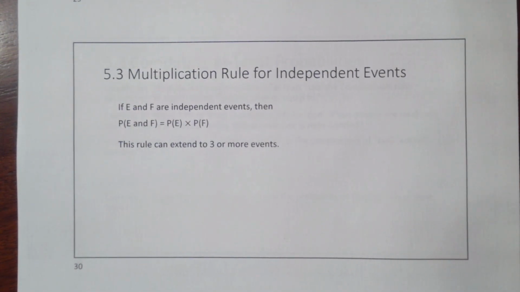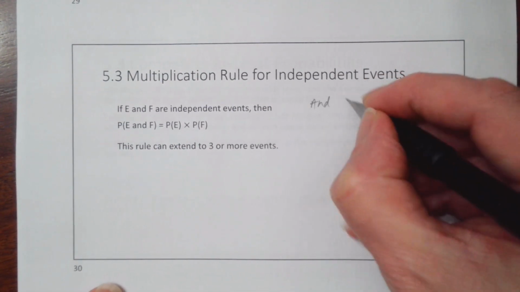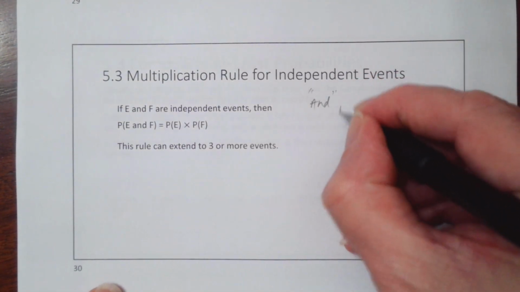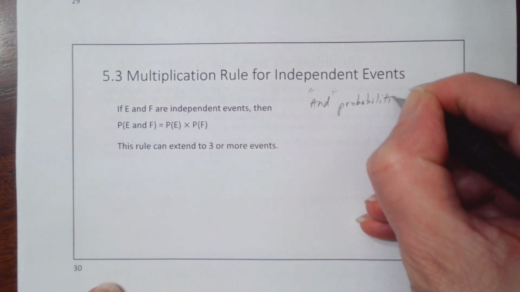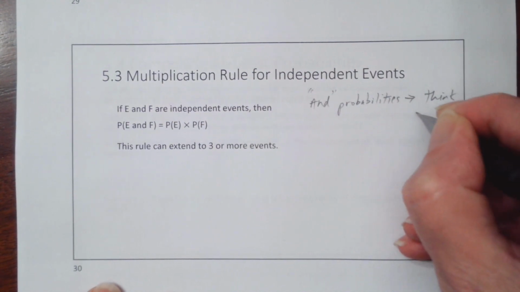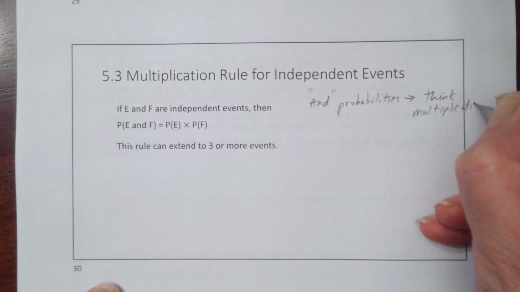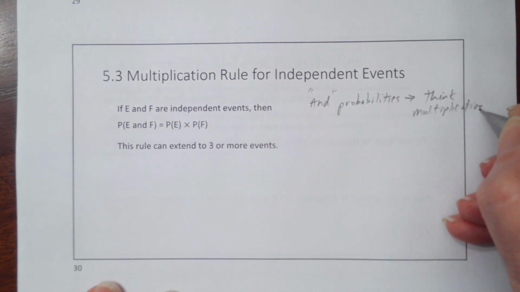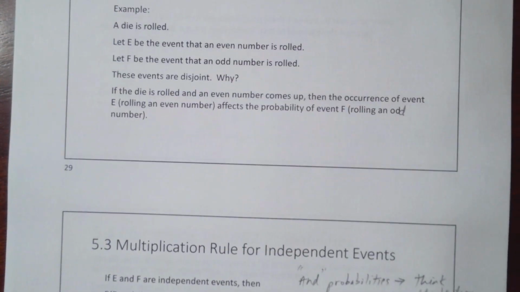Okay, so remember we said when you see OR probabilities, think addition. When you see AND probabilities, I want you to think multiplication. You're going to multiply. All right, let's move on to the next slide.